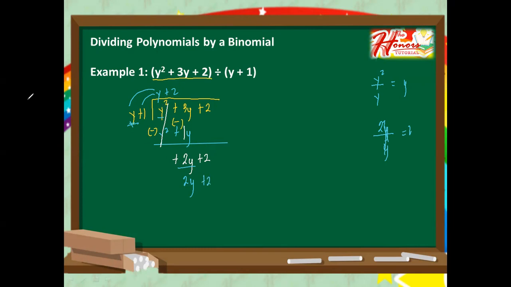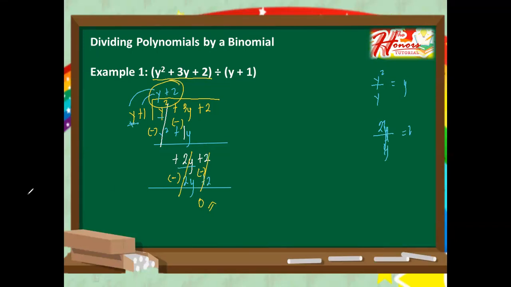Before combining the upper equation and then the lower equation, you have to change the sign first. This 2y is positive, then let's make it a negative number. Positive will become negative. Always get the opposite sign. And then 2y minus 2y cancel. 2 minus 2 cancel also. So the answer is y plus 2. We don't have any remainder because the remainder part is 0. That is for example number 1.